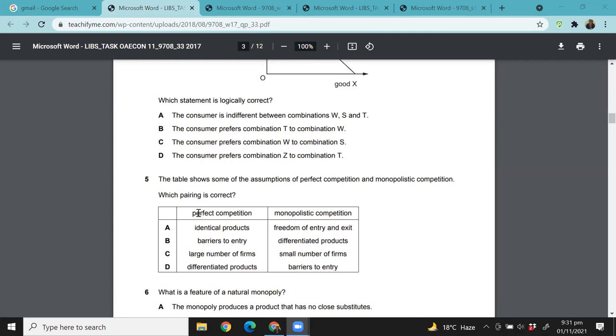Which option shows you the correct pairing? Right, yeah. So now what do you think is the correct answer? What do you think is the correct answer?